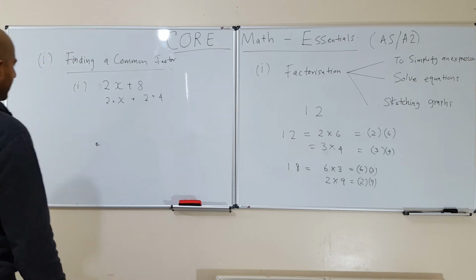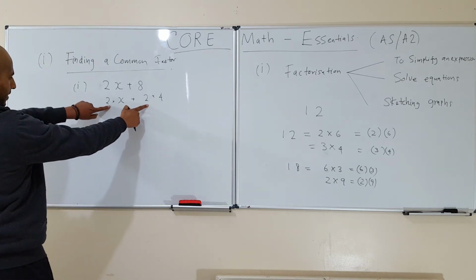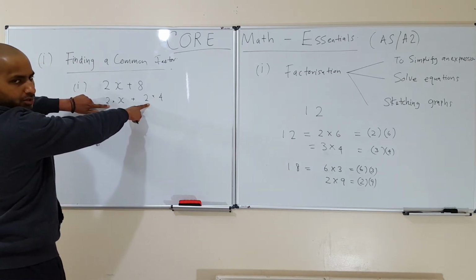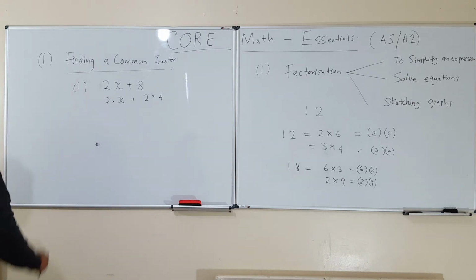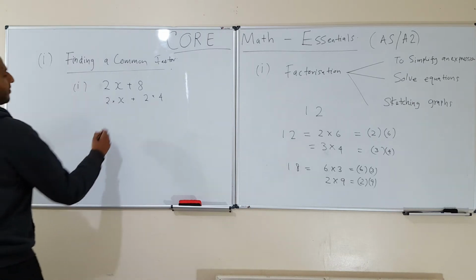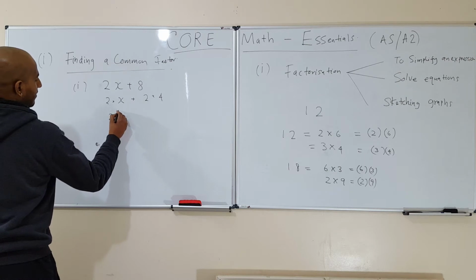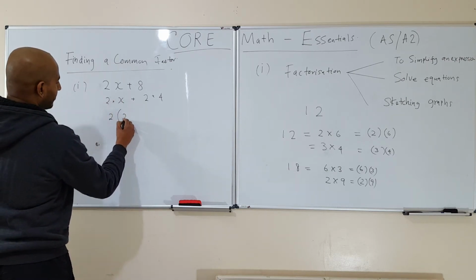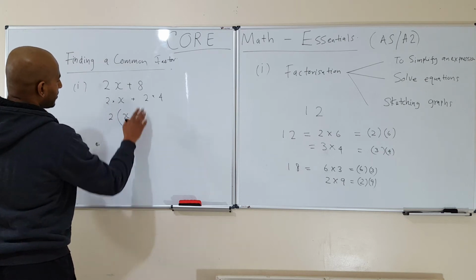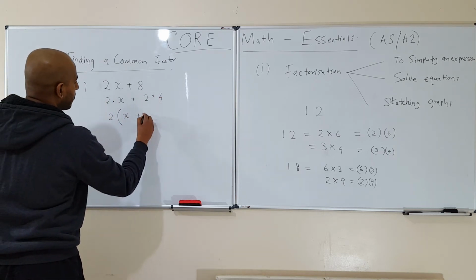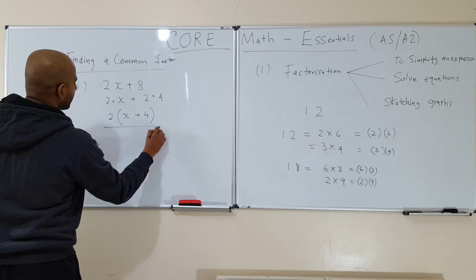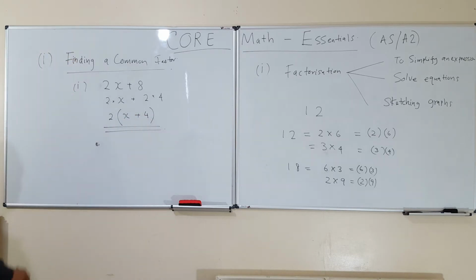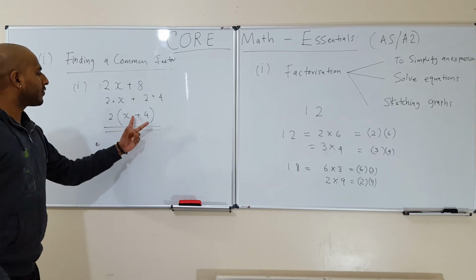Now it's very clear that 2 is a common factor. So I can take that 2 outside, like that. And if I take 2 outside, what I'm going to get here is x, and the plus is also gone, so what I'm going to get is 4. So there you go. That's factorized. So we can say that 2 and x plus 4 are factors.